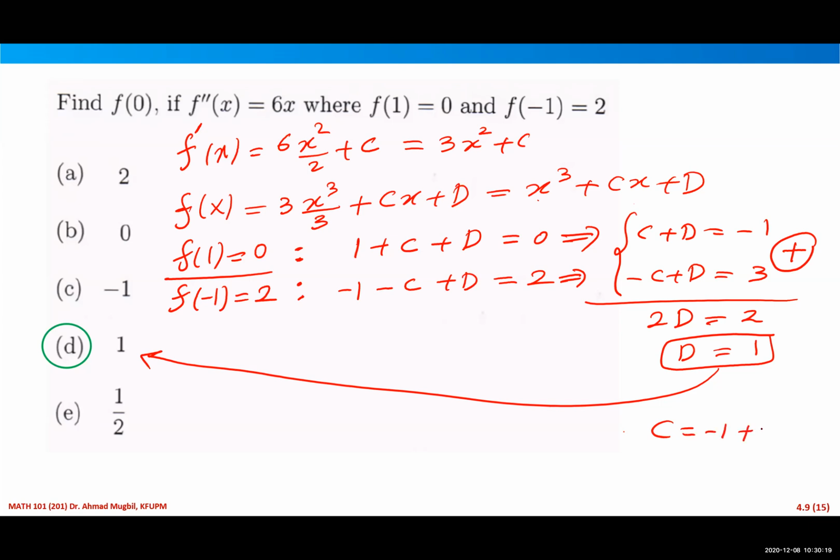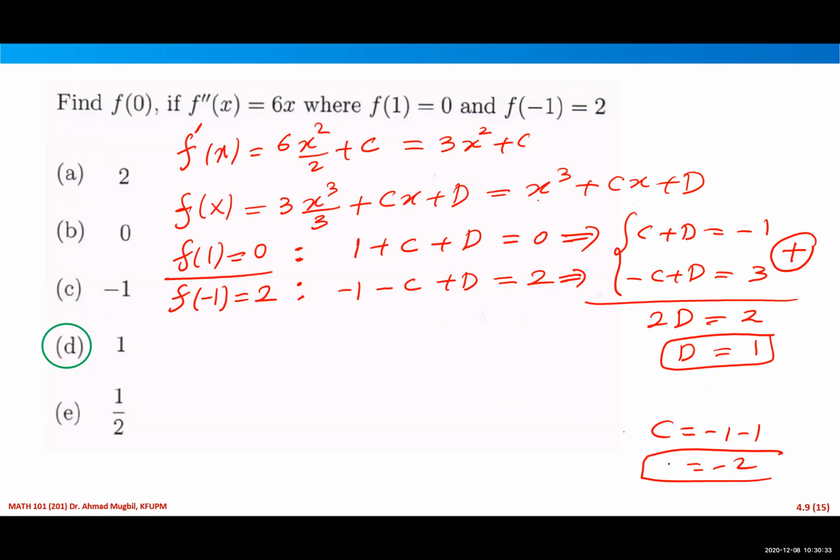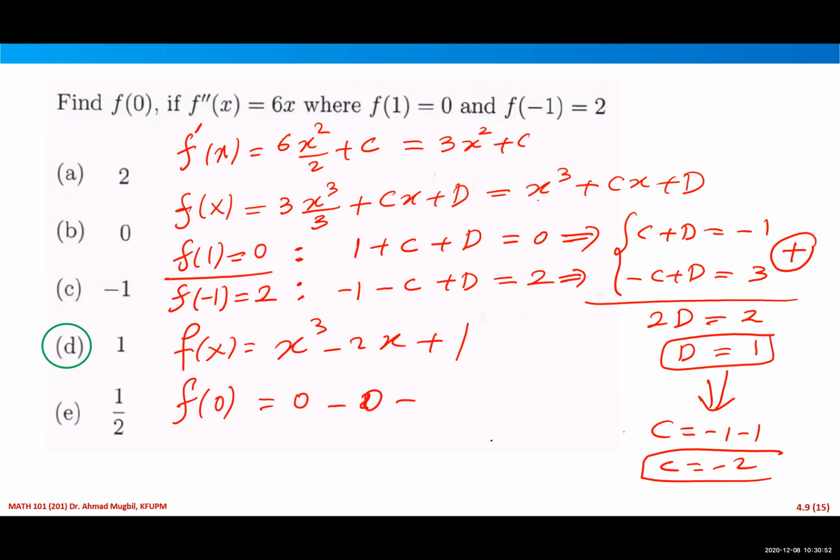It will be -1 minus 1, which is -2. But no need. As I said, let me do it for you in general. Now our function will be x cubed minus 2x plus 1. Because he may ask you about the value of the function at other numbers, you need to find c in that case. So at 0 you will have 0 minus 0 plus 1, which is 1.